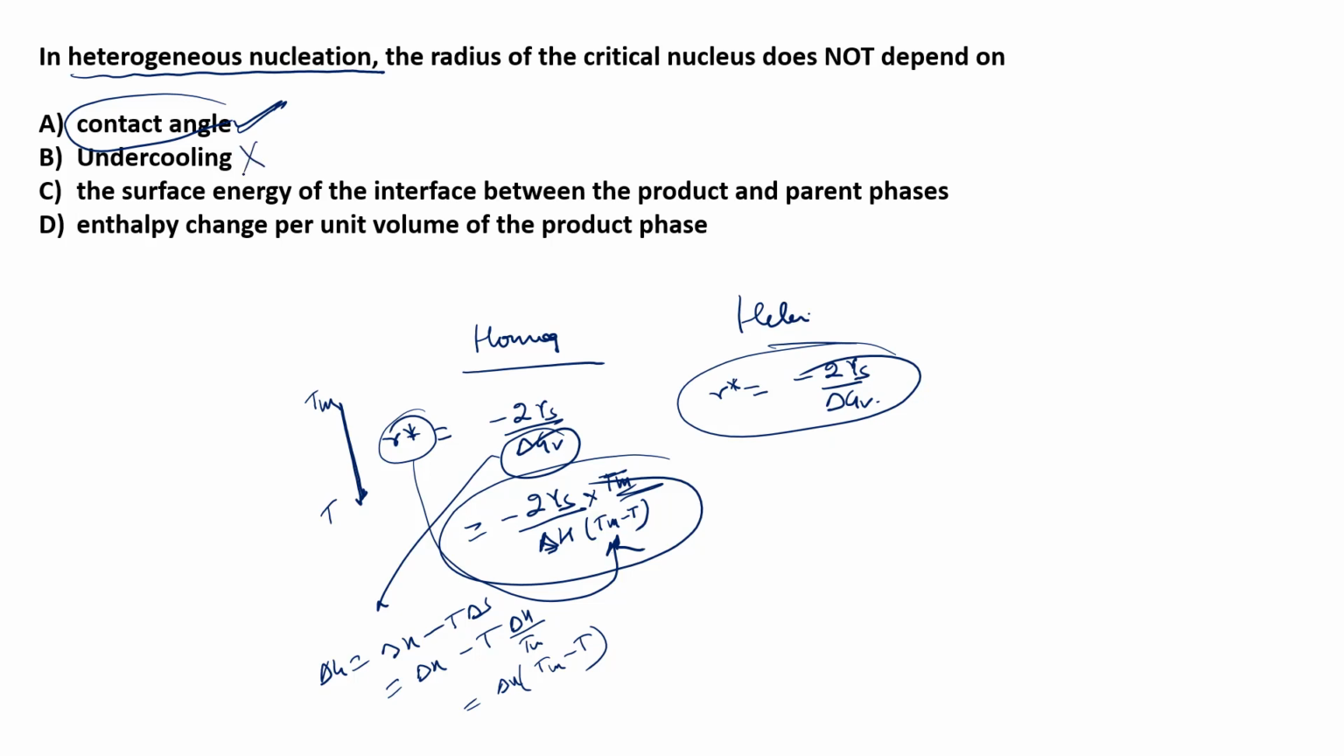So this should not be the answer. The surface energy of the interface between the product and the parent phase, that is gamma, so it depends. This should also not be the answer. Enthalpy change per unit volume of the product, so here the term delta H is there. So the only thing on which it does not depend is the contact angle.